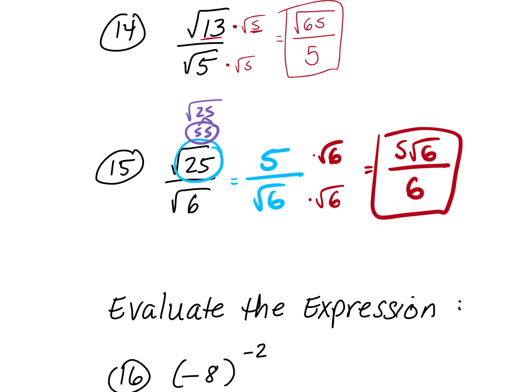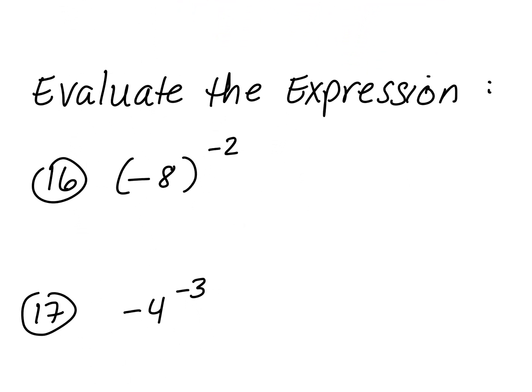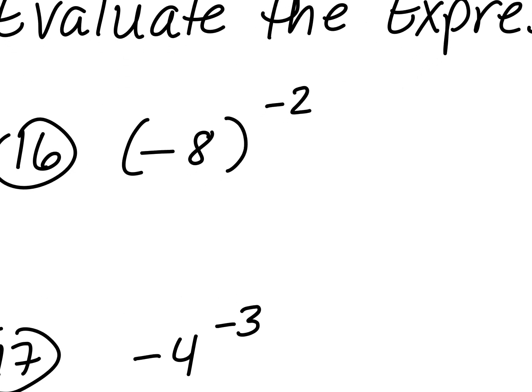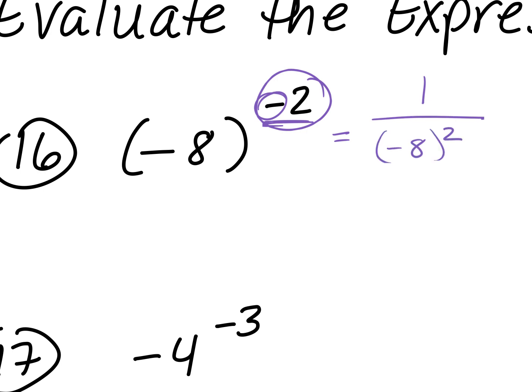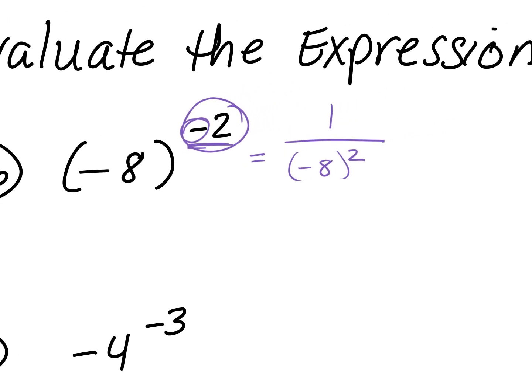All right, 16. We need to evaluate the expressions. We had questions like these on the quiz. What does a negative exponent do to our number? It flips it. So before I can evaluate that -2 as the exponent, I have to flip it. I need to get rid of that negative in my exponent. So I put 1 over -8 to the second power. When I flip it, the exponent becomes positive. What is -8 to the second power? -8 times -8. 64. So our answer is 1 over 64. So don't forget the negative exponent flips it. You need to flip it before you can evaluate.